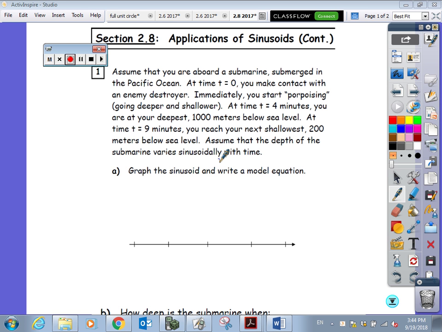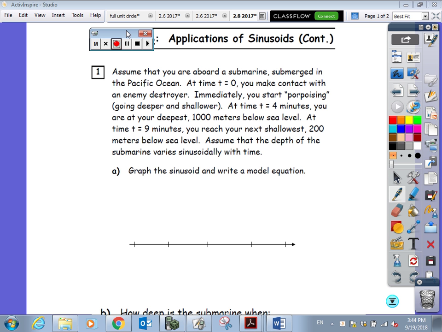All right, we have applications of sinusoids, which is more of just what we did yesterday. A little bit different types of problems. So first of all, read the problem, figure out what you know, don't make up things that you don't know.